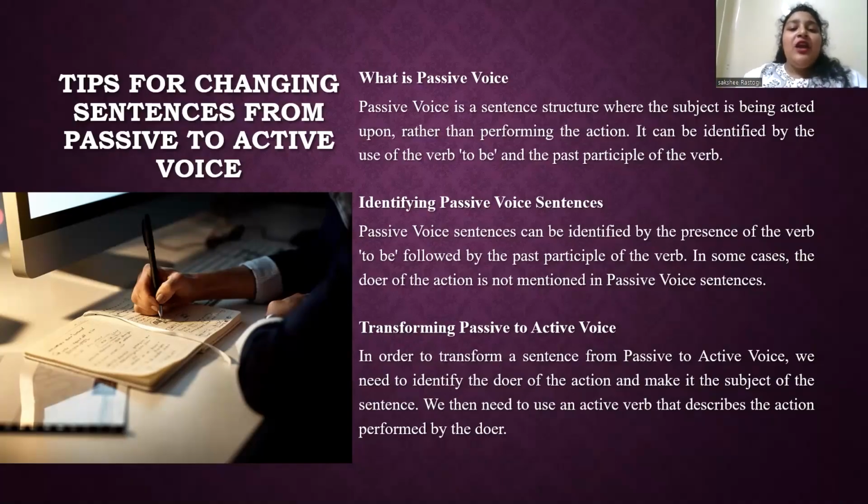How do you identify the agent? If a sentence includes a by phrase or another preposition, it may indicate passive voice. Check the sentence structure. Passive sentences often follow a specific order: subject plus passive verb plus past participle. For example, the ball is thrown.